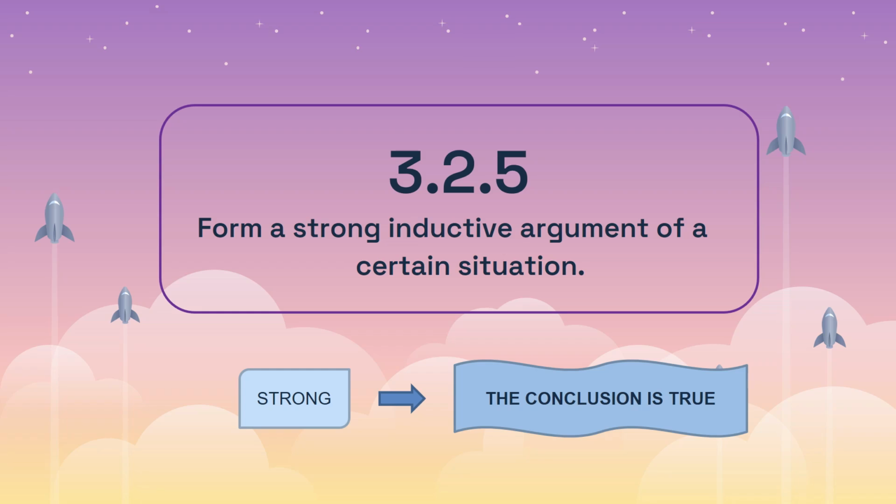This is the difference from a deductive argument. For a deductive argument, we look at the validity. For an inductive argument, we look at the strength.